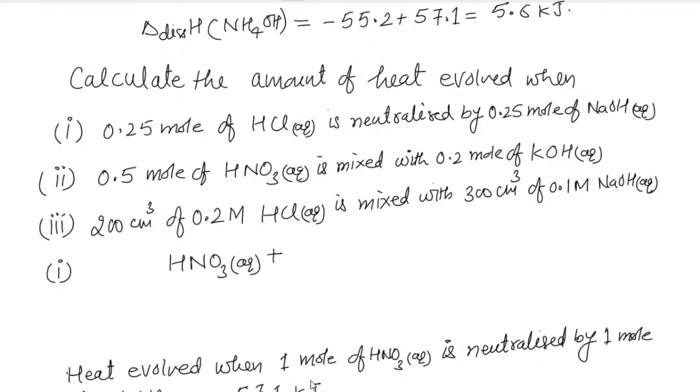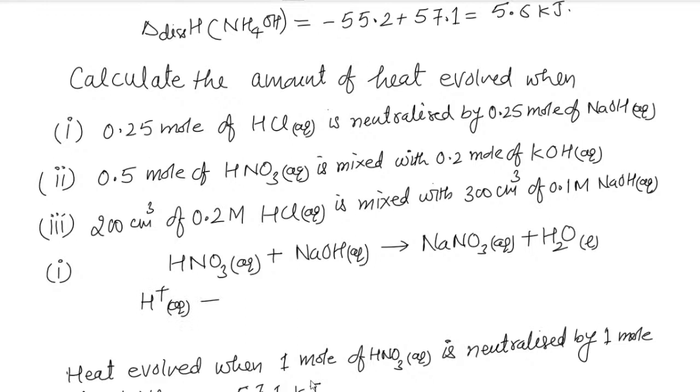Mansi, very good. The value comes out to be 11.4. Wow, great. Very good, Mansi. So here the reaction is HNO3 plus NaOH aqueous, so it gives NaNO3 aqueous plus H2O liquid. Now HNO3 will give H plus ion and NaOH will give OH negative ion to give H2O liquid.